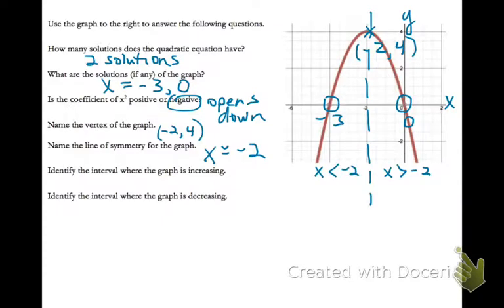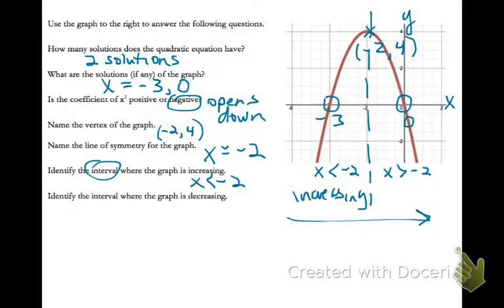So the next question says, identify the interval where x is increasing. So look at that parabola, read it like a book, left to right. So as you look left, and then your eyes move along the curve, your eyes are going upward. That means that it is increasing on the left side of that axis. So the interval is where the x values are less than -2. Interval just means either less than or greater than.